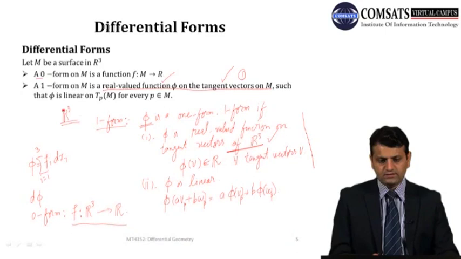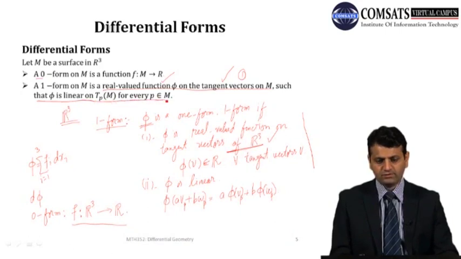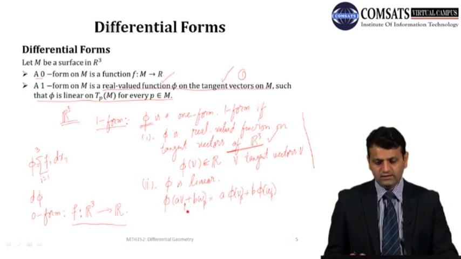और सेकंड कंडीशन जब हम इसको सरफेस में कन्वर्ट करते हैं, ये क्या बनेगी? Phi is linear on TP of M for every P belongs to M. So phi is linear. What does linear mean? Phi of A V plus B W is equal to A phi of V plus B phi of W. और इस केस में मैंने कहा था कि P is fixed क्योंकि V और W जो हैं they are tangent vectors to R3 at the same point. So basically VP and WP are elements of tangent vectors to R3 at point P.